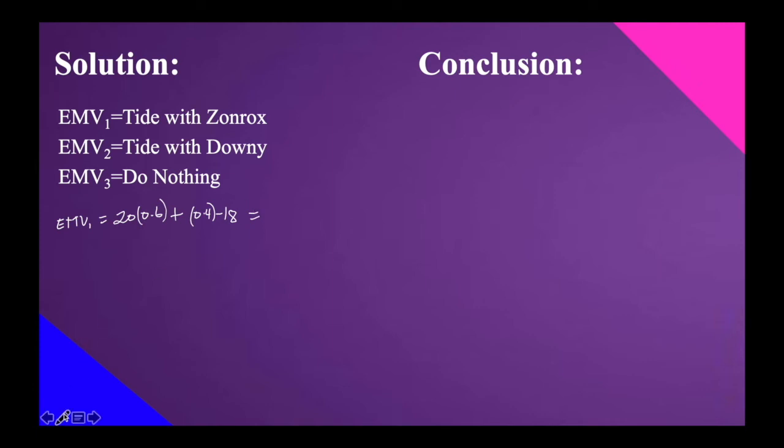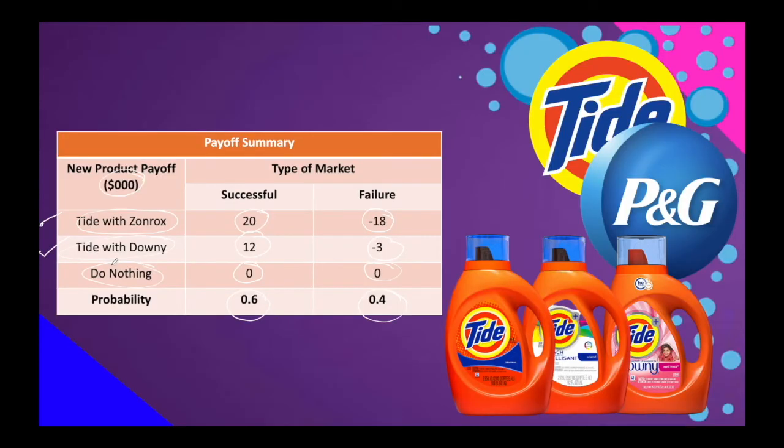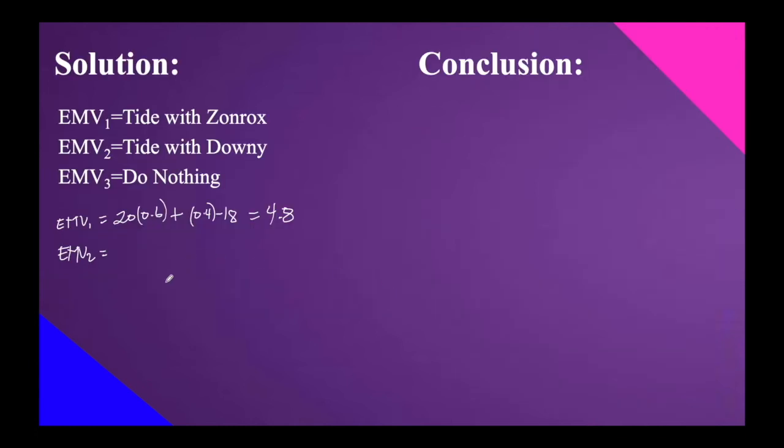I hope guys, kapag nagsusolve ako, tinatry nyo rin na sabayan para magamay ninyo kung paano. So, let's write here 4.8. Okay. So, for the value of EMV sub 2, again, sum product lang po ito. Balik tayo sa ating payoff table for this problem. Tied with Downey. 12 times 0.6 plus negative 3 times 0.4.